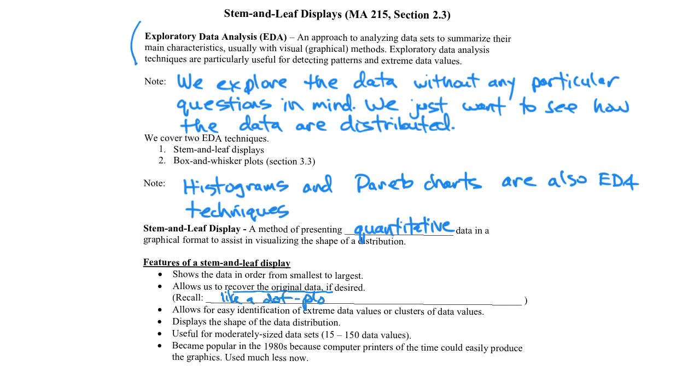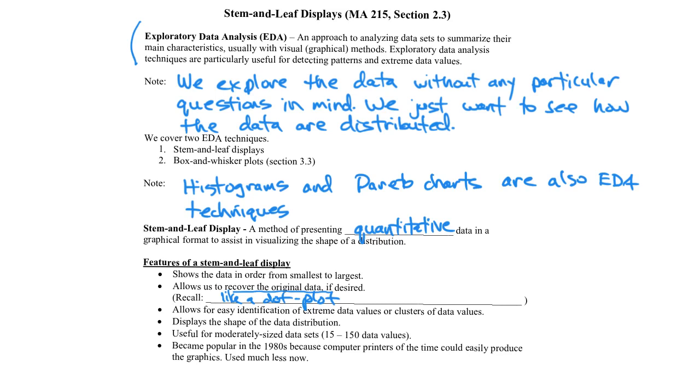If you remember when we had a dot plot, each dot represented an actual data point. So the original data, sometimes referred to as the raw data, can be recovered from a stem and leaf display, just like a dot plot. So that's what's nice. With a histogram, the original data are not shown.